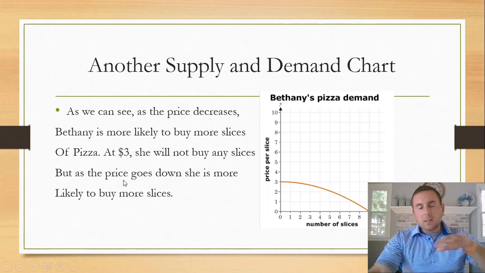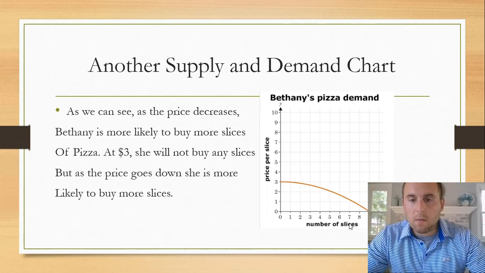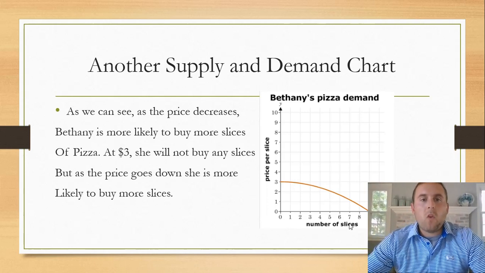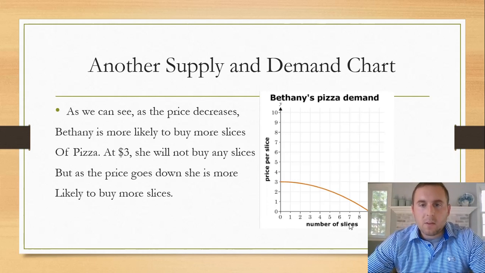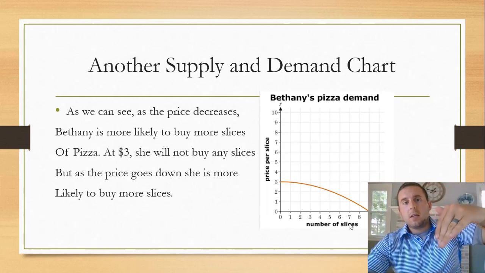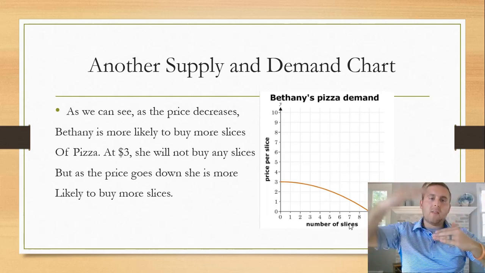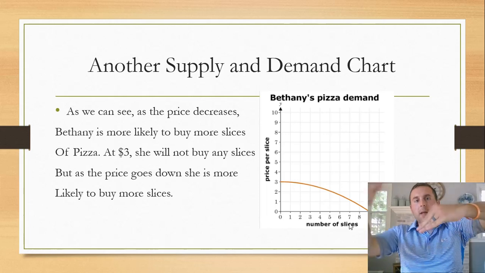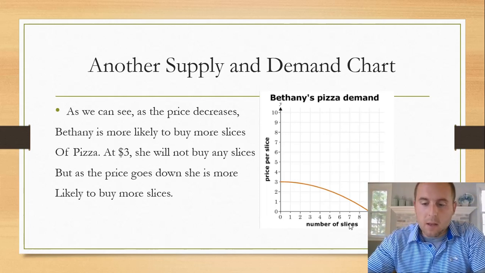So at $3, not buying any slices. But as the price goes down, she's more likely to buy pizza slices. So by the time it gets to $1, she's like, I'll buy 8 slices. I can buy 8 at $1, but I can't buy 8 at $3, that's $24 to buy a whole pizza. No way. So that's another supply and demand chart. As the prices decrease, the demand is going to go up. We see prices going down, demand going up. Supply and demand.